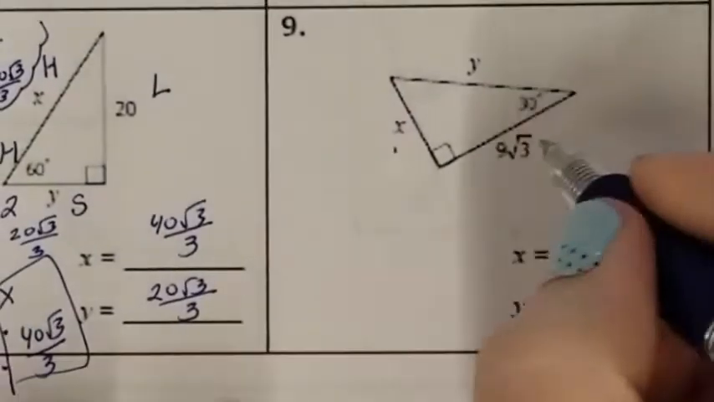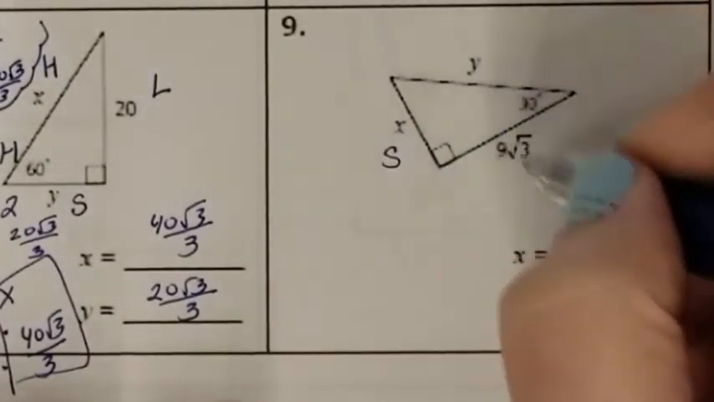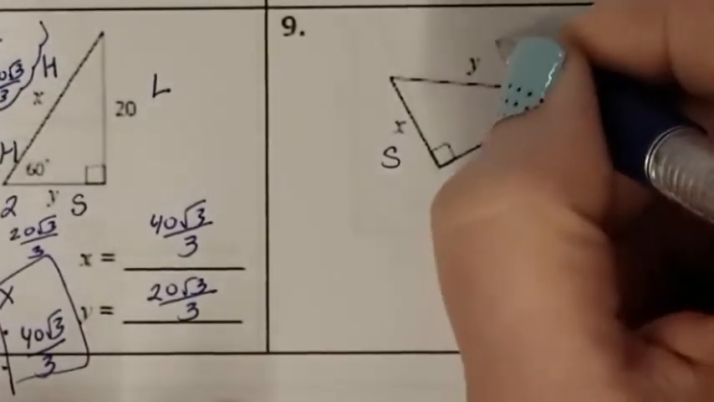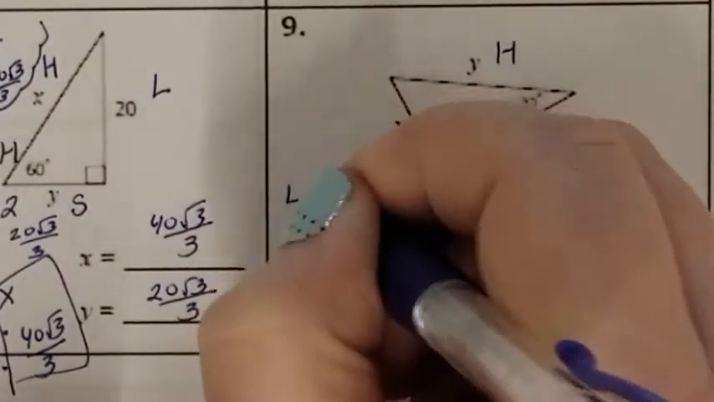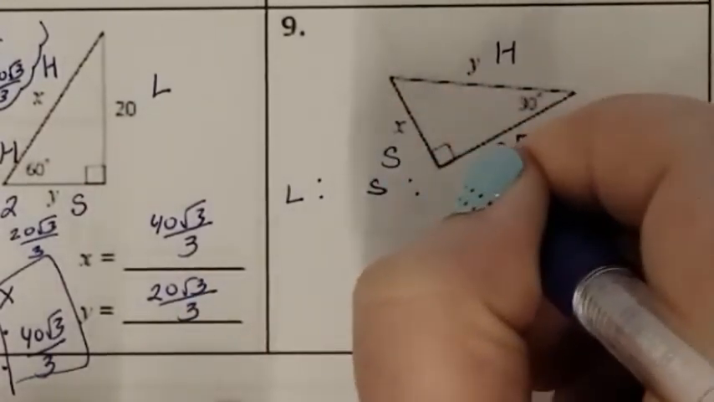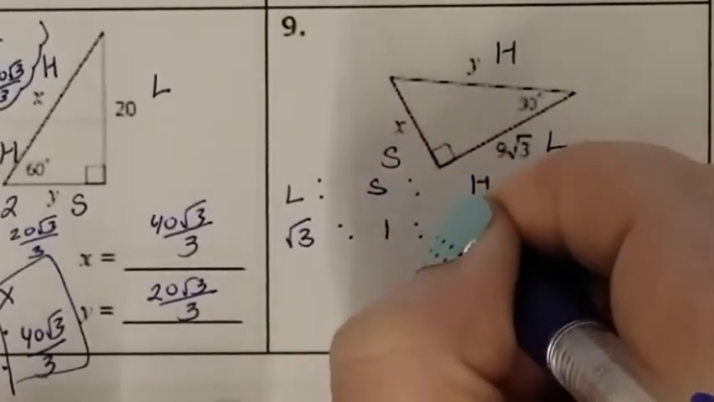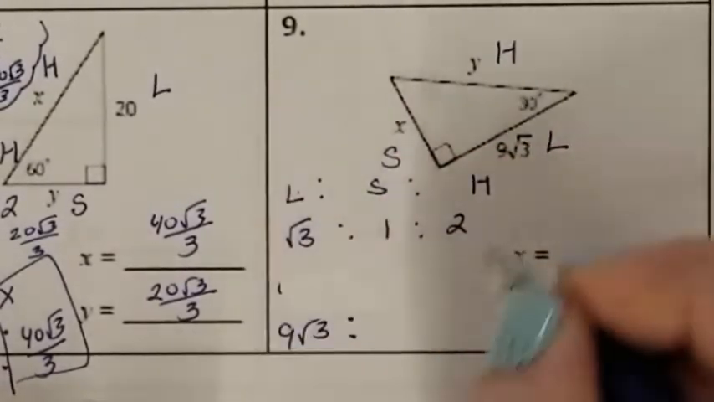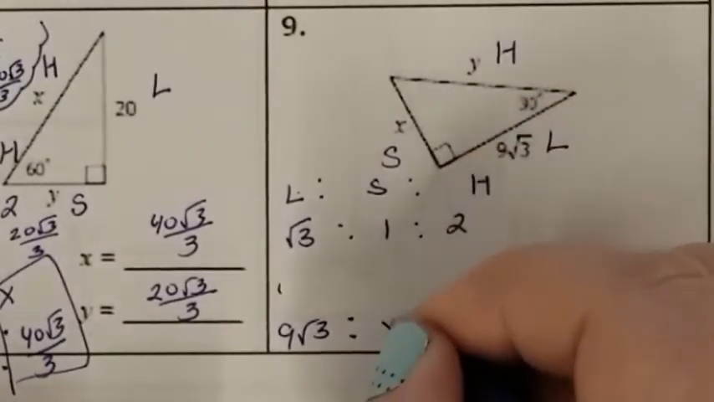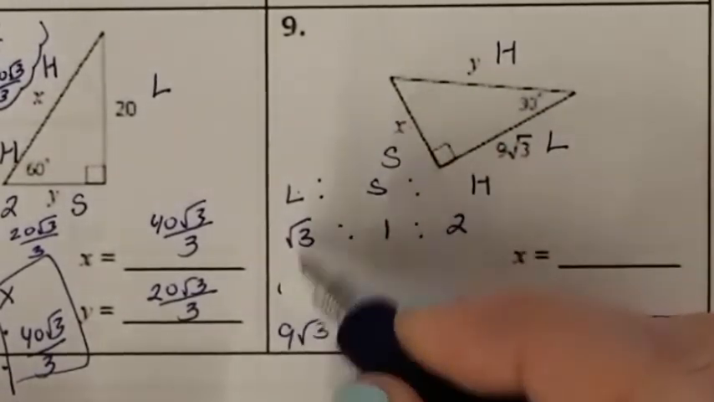Last one. This is a 30, which means immediately across from my 30 is my short leg. So this is long, so this is my long leg, and this is my hypotenuse. So I have my long, short, hypotenuse ratio, which is root 3, 1, and 2. My long leg I know is 9 root 3. My short leg I don't know, it is x. My hypotenuse I don't know, he is y. This was the only ratio I knew.